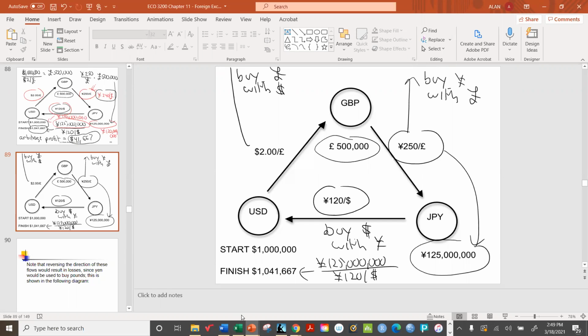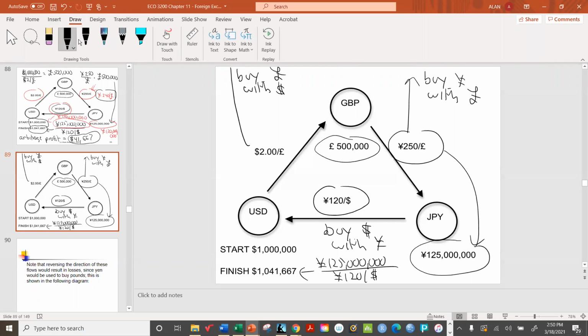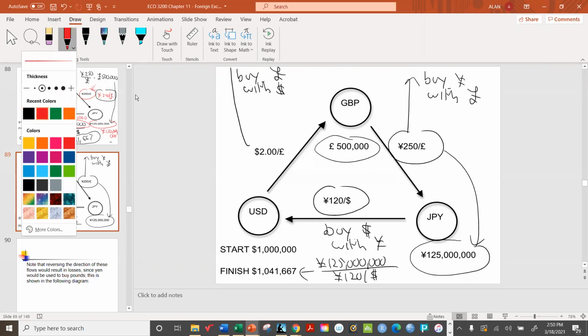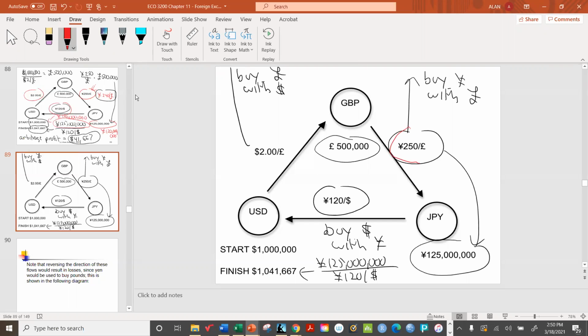Guess what? We just made some money. We made $41,667 in a matter of seconds because we noticed this inconsistency in the cross exchange rate. And so we can say thank you to this dealer because that profit is basically coming out of the pockets of that dealer. They're the ones who are going to lose the money that we made. So this is how it's done.